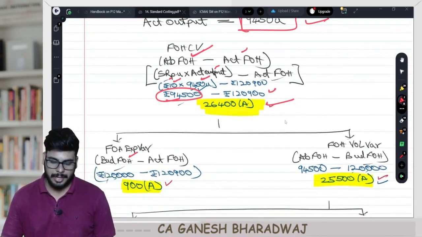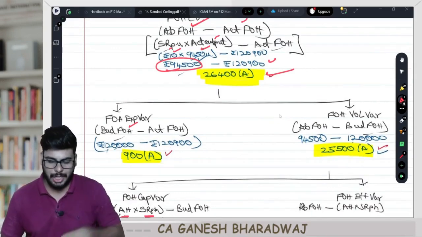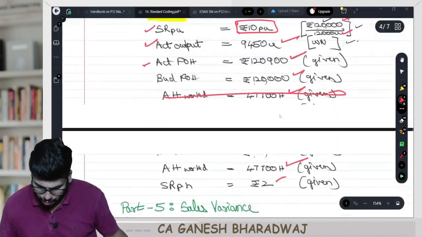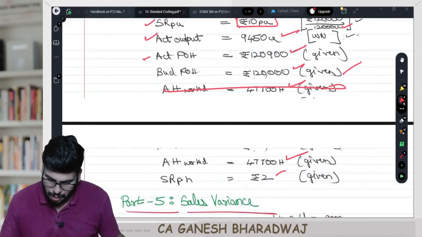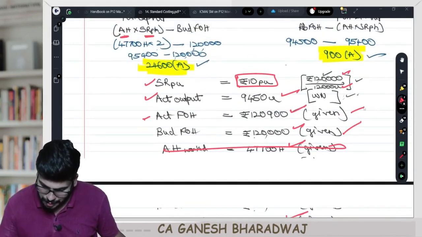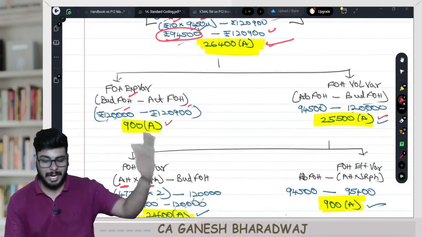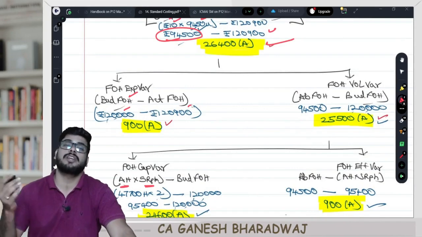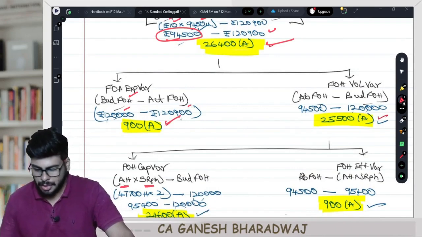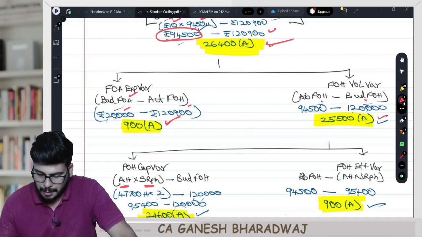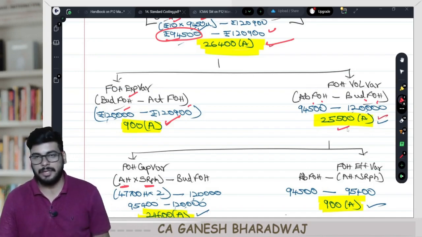This gets bifurcated into two: expenditure and volume variance. Expenditure variance is budget minus actuals. How much is the budget? Go down, you get each and every figure. Budget overheads 1,20,000. Actual overheads is 1,20,900. All the figures are given. So I plan to spend 1,20,000, but I've actually ended up spending 1,20,900. So you've spent 900 more. Adverse variance, that's about it. Volume variance is absorbed minus budget, 94,500 minus 1,20,000. You get 25,500 adverse.